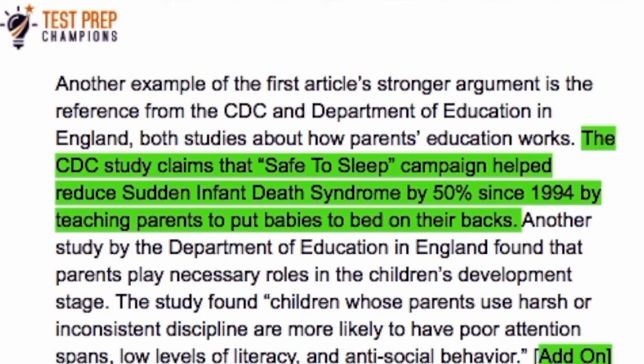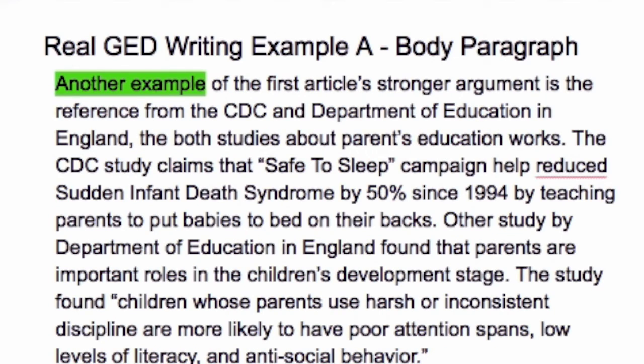And they give us a topic sentence, okay? They give us a topic sentence here. They say, "Another example of the first article's stronger argument is the reference from the CDC and Department of Education in England to both studies about parents' education work." So they're basically telling us what the paragraph's going to be about.